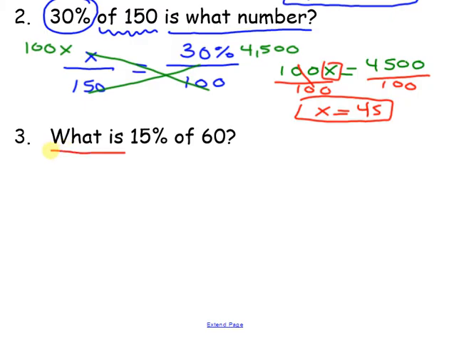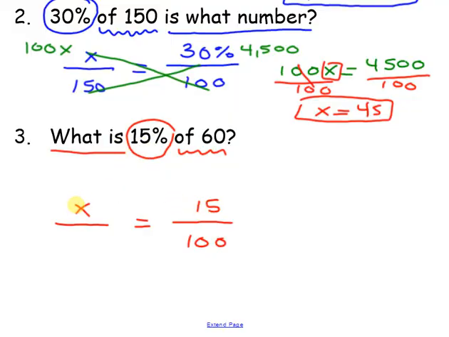All right, now let's look at this last one here. What is 15% of 60? Set up your fraction bars, set them equal to each other. Your freebie is 100. Your percent goes on top of the 100. What is? We don't know, so that's our x. Of 60, that's the bottom of the first proportion. Cross multiply. 60 times 15 is going to give you 900. 100 times x is going to give you 100x.